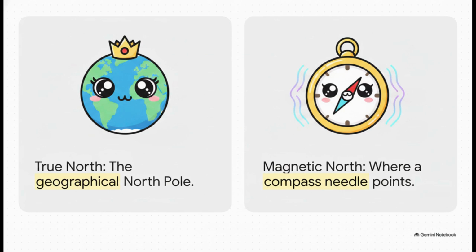But then we have magnetic north. That's the direction your physical compass needle actually points to, because it's being pulled by the Earth's natural magnetic fields, which actually shift around a little bit over time. Cartographers always have to calculate for this difference, so we don't end up miles off course.